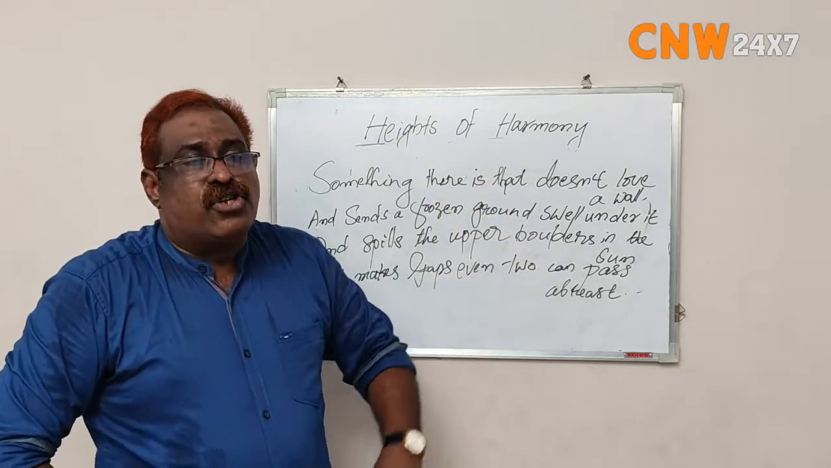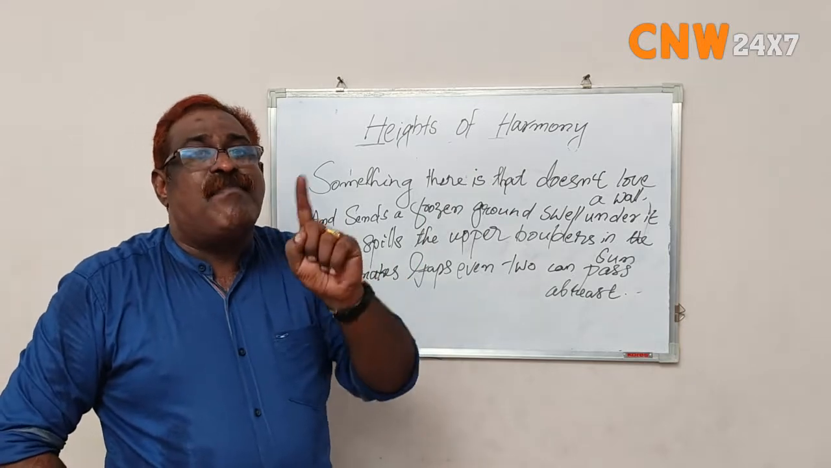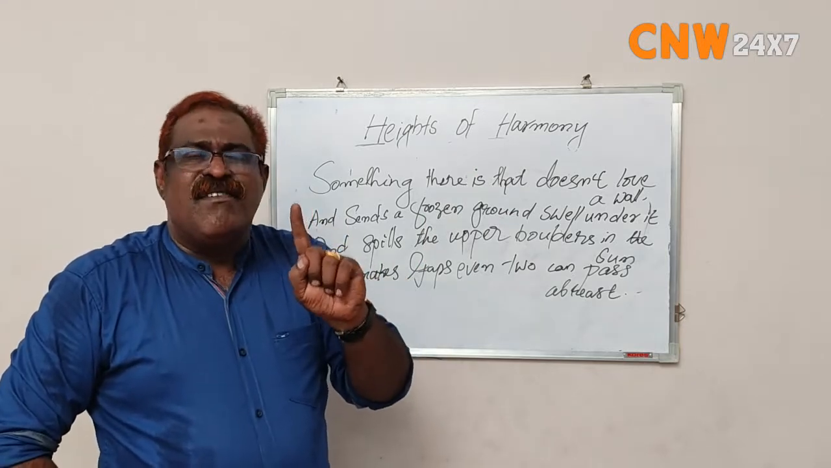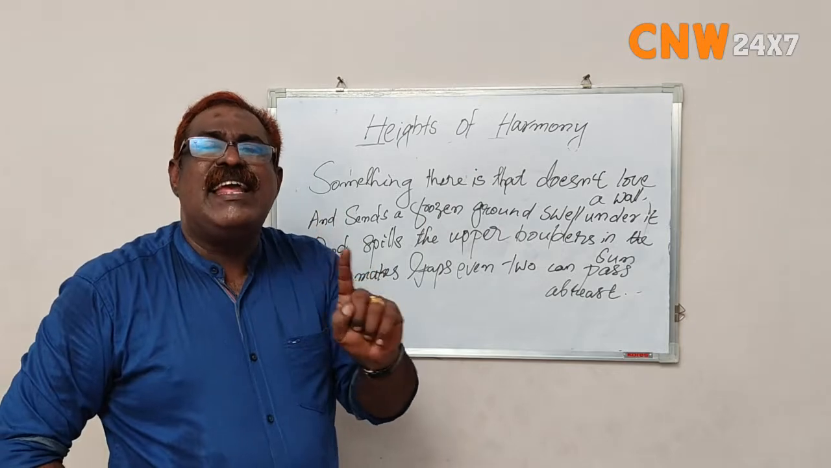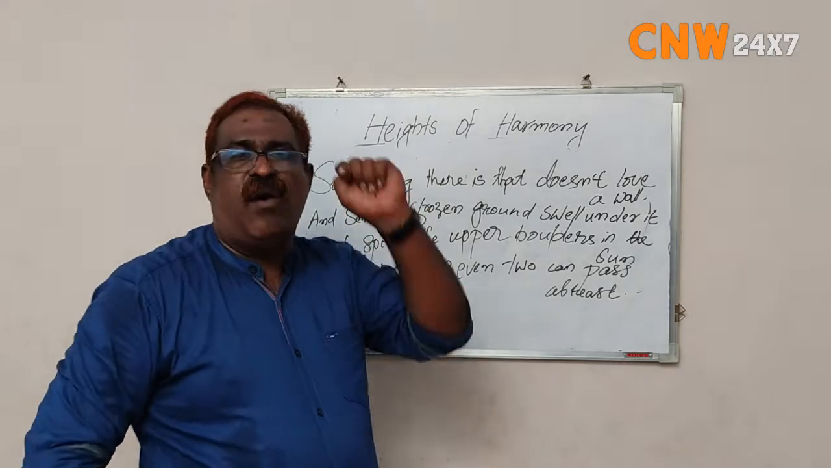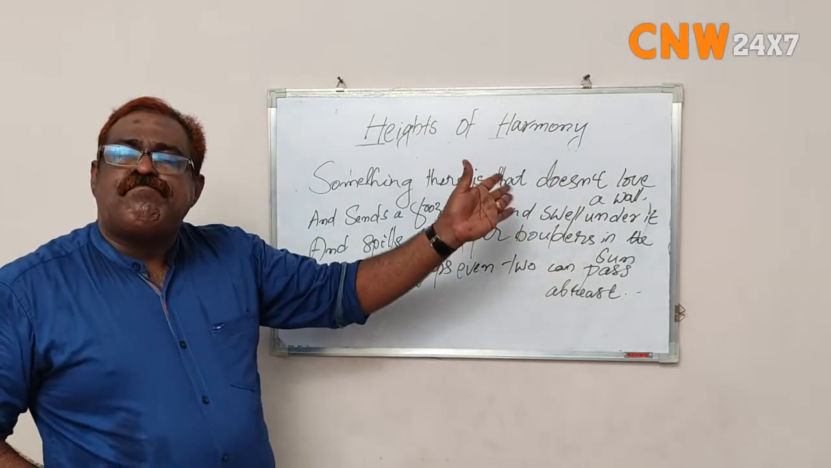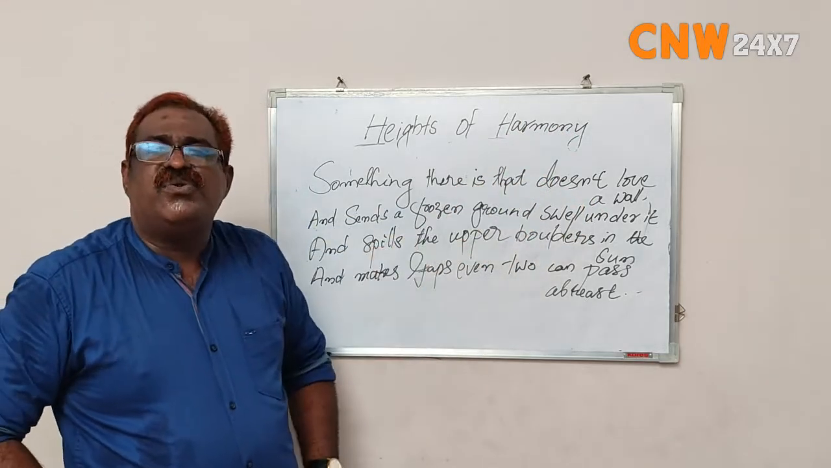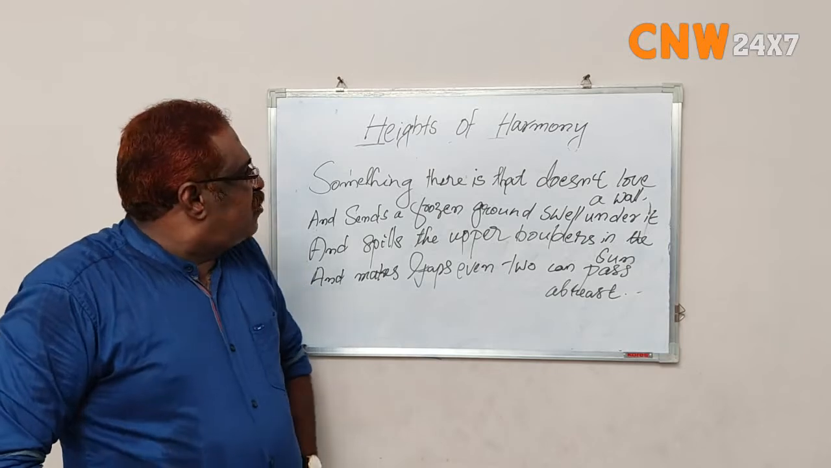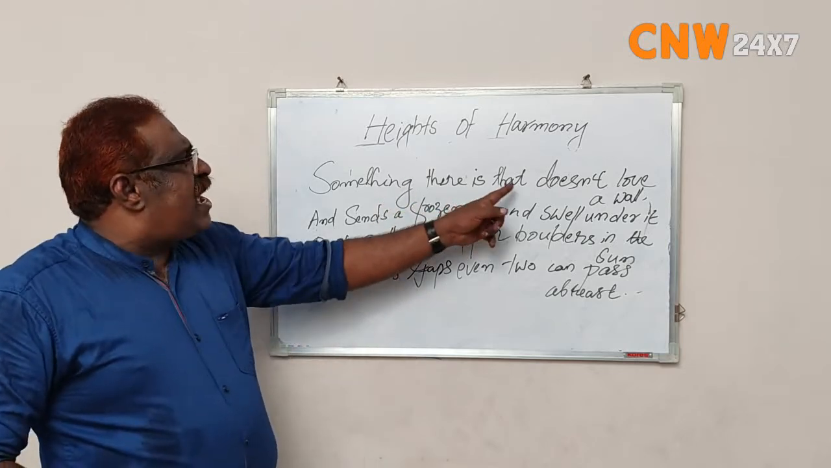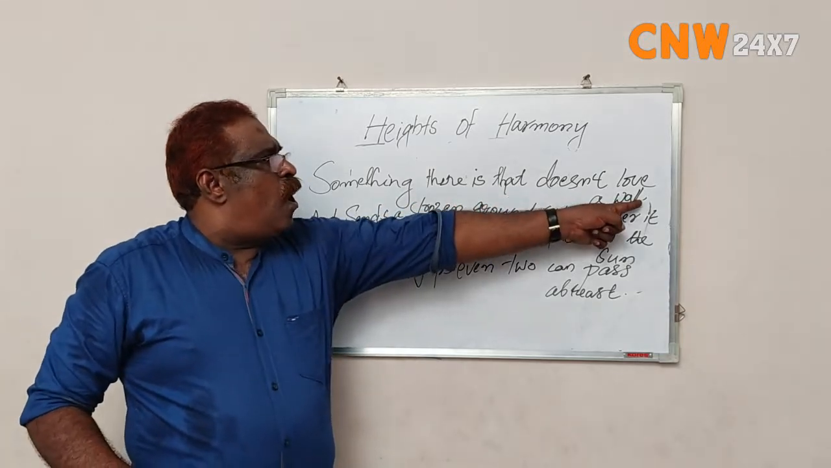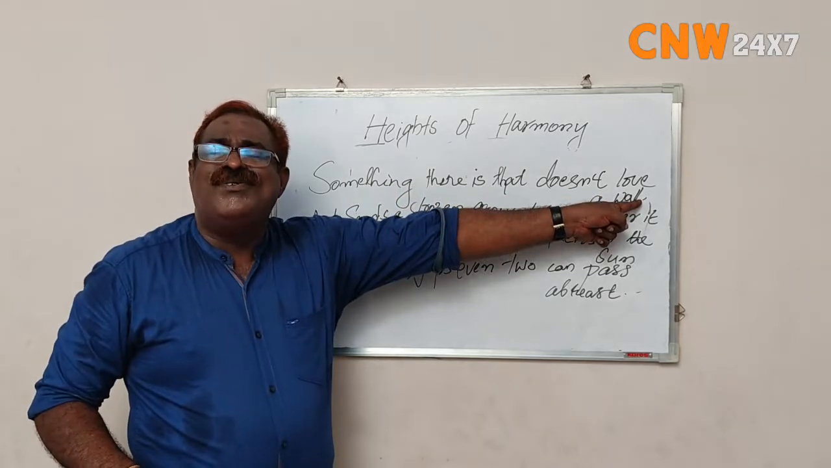That is one. The point is that there is something, but he doesn't tell us directly what that something is that doesn't love a wall. Now let us analyze the literary devices used in these four lines. Something there is that doesn't love a wall. A punctuation mark, a comma, is used.